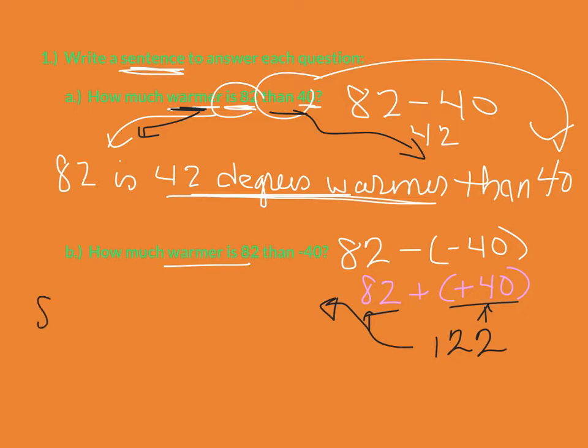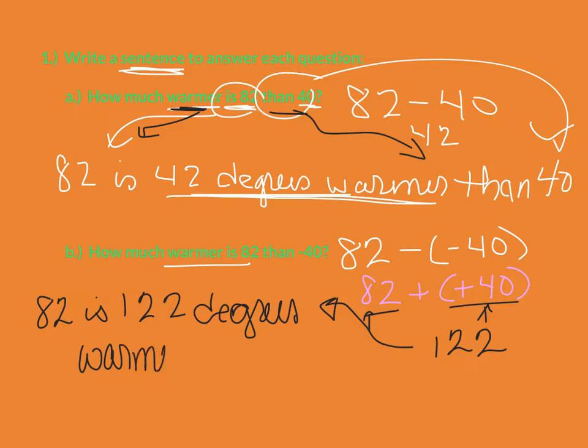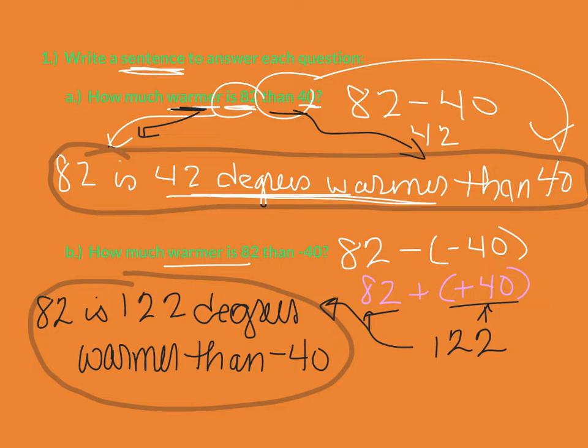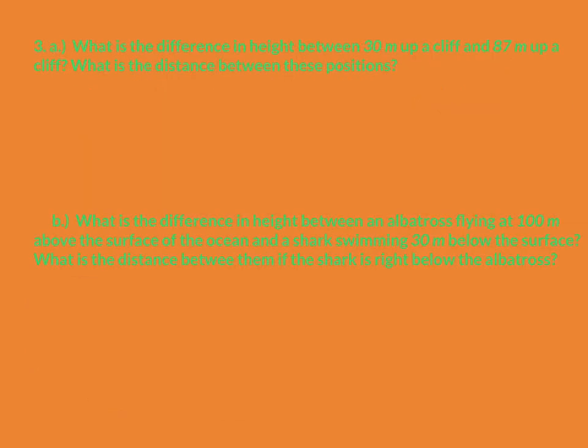And I'm simply going to say that 82 is 122 degrees warmer than negative 40. So you can see how the two answers here are very similar to each other, but the big difference here was that the numbers that we started with were different. Well, the 82 wasn't, but we had positive 40 versus negative 40.